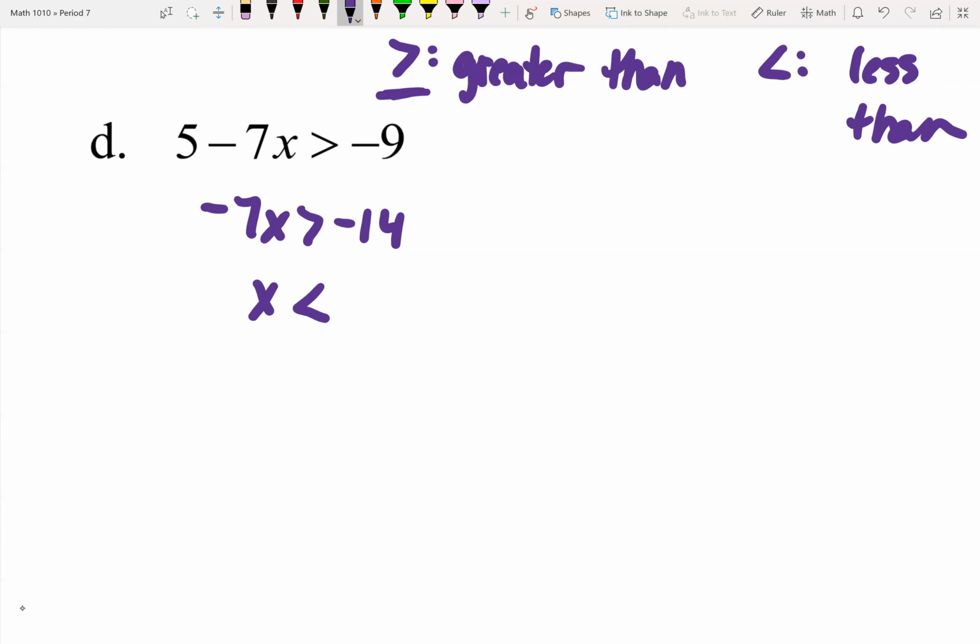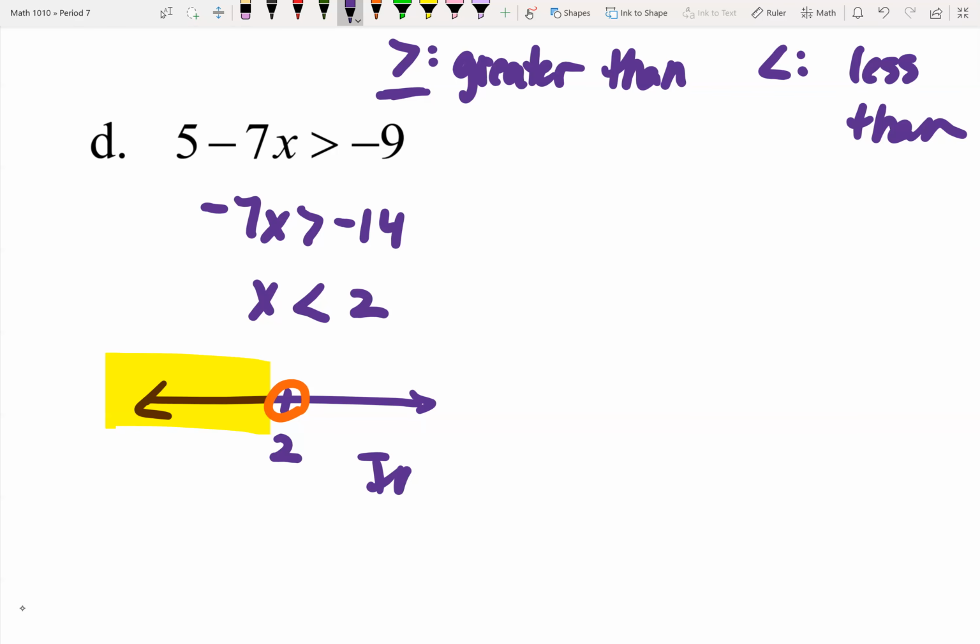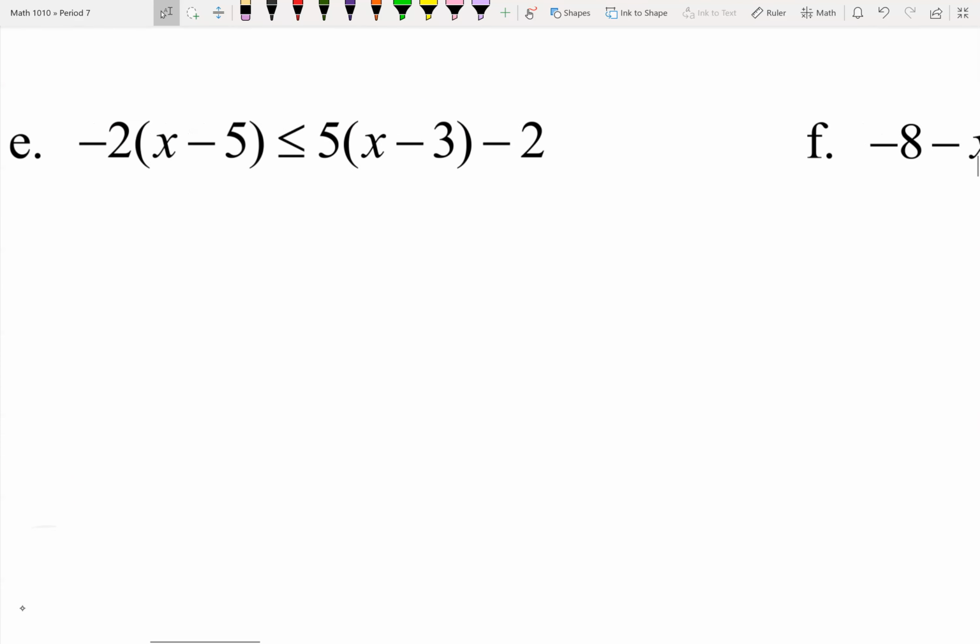A negative 14 over a negative 7 is a positive 2. Easy. Number line. Put your 2. Open or closed, everybody? Open. Right or left? Left. So the answer in interval form is negative infinity to positive 2, close with a, tell me, parenthesis.